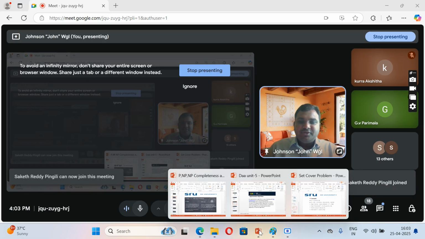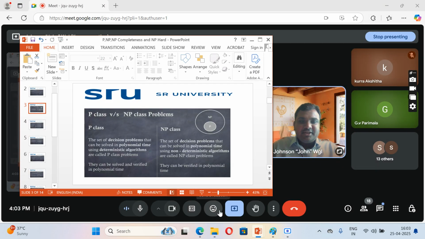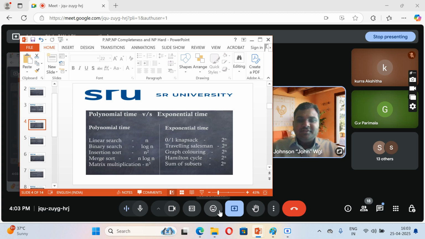Next is the NP class. NP class means it is verified within polynomial time, but we cannot get the solution within polynomial time. Then what is polynomial time? Polynomial time is n log n, n squared, n cubed. Then an exponential time example is 2 to the power of n time. Examples: 0/1 knapsack problem, traveling salesman problem, graph coloring problem, Hamiltonian cycle, and sum of subsets.